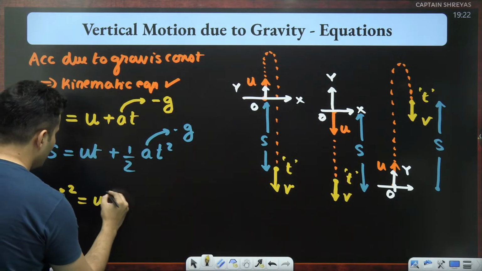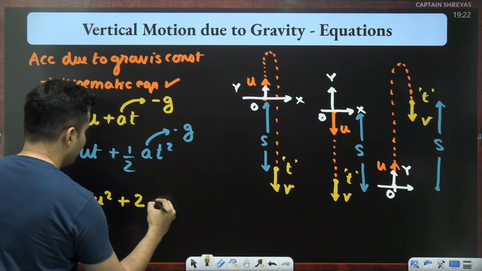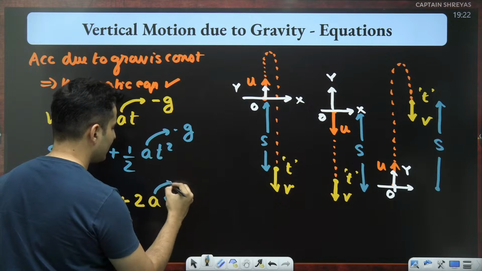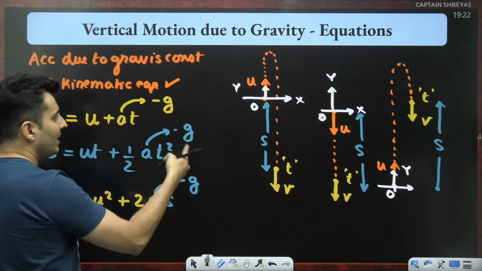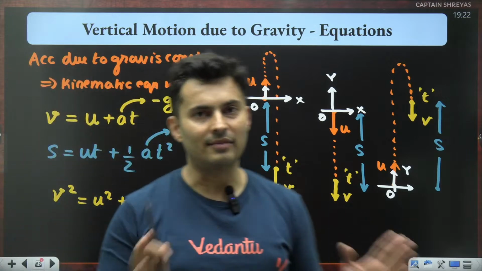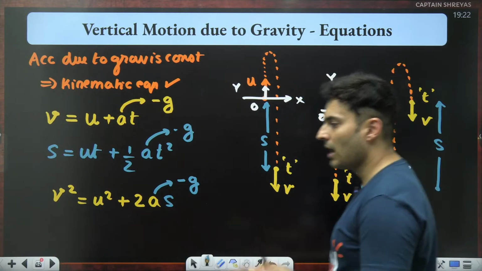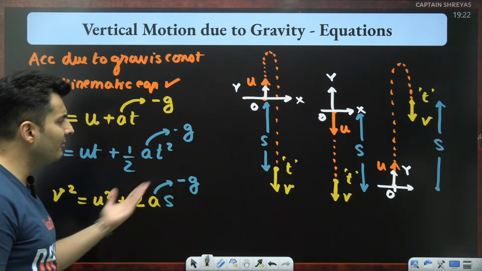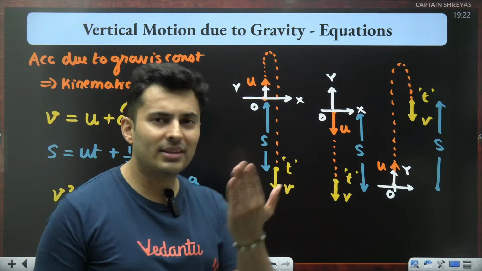So v square is equal to u square plus 2 into a into the displacement s. And remember, this acceleration is again minus g because of the convention. Okay, all these equations are valid till this point. So if all these equations are valid, then we can find everything about this vertical motion.